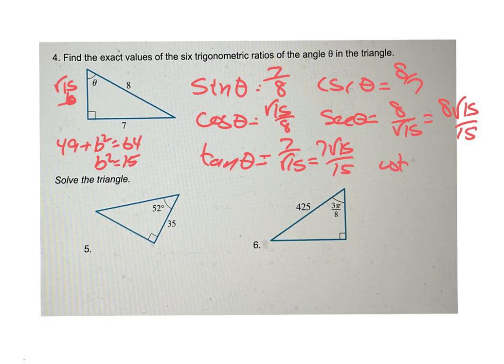And then cotangent. Cotangent is the reciprocal of tangent. Flip the easy part. I'm going to flip this part right there, so I'm going to put in square root of 15 over 7. And there you have it.